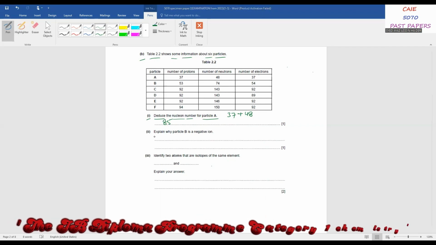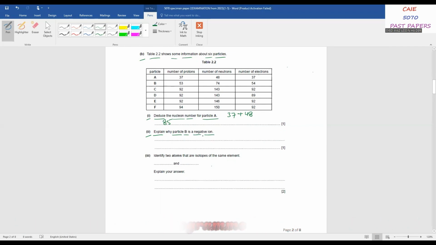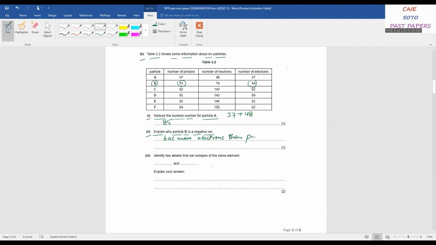Part 2, explain why particle B is a negative ion. Look at the number of protons and electrons for this particle B. If you look at this, 53 is the proton, 54 is the electron. So there's a difference between the number of electrons and protons. So you can write: it has more electrons than protons.